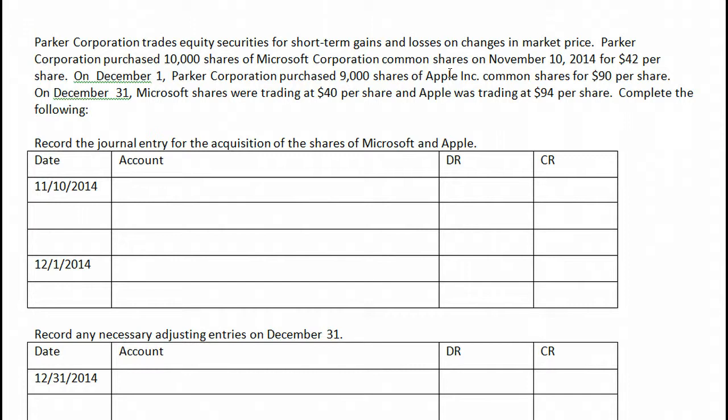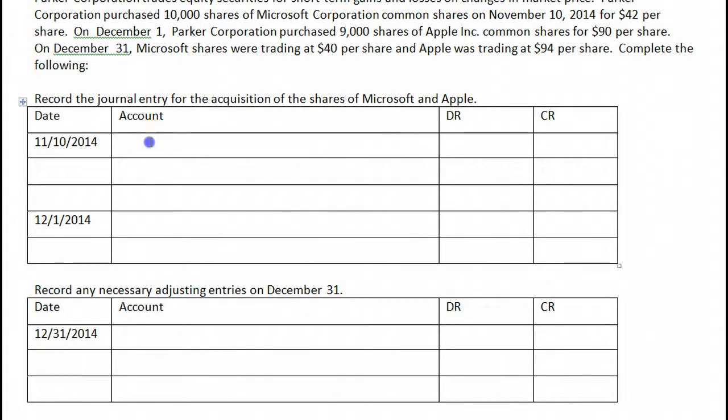The first thing we must do is record the purchase of these securities. Now, at this point, the entry would be the same regardless of management's intent. We debit the asset and credit the payment method. So on November 10th, 2014, we would debit the investment in Microsoft shares for $420,000. And then that is 10,000 shares times the $42 per share. Then we would credit cash for the same amount.